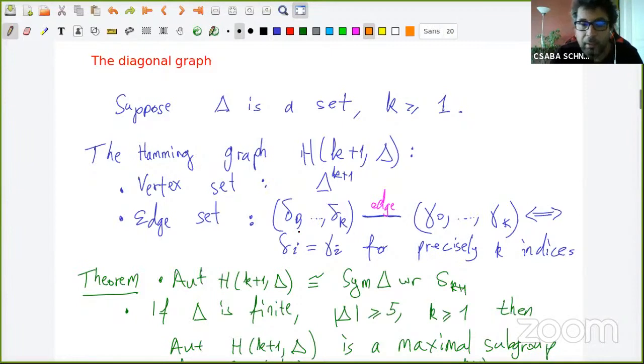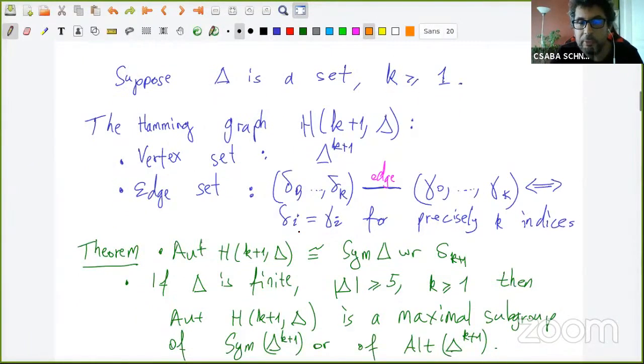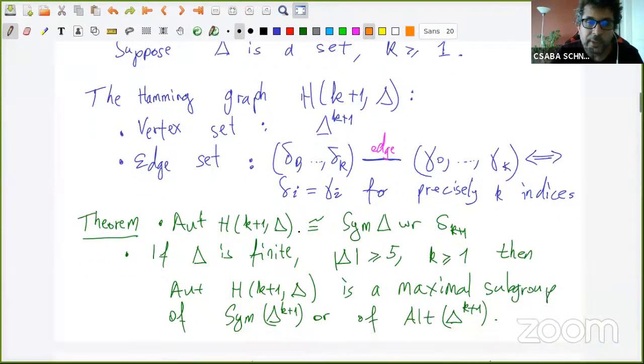This is well known. It has applications, for instance, in the theory of error correcting codes, because essentially in the Hamming graph, you link two vertices whenever the Hamming distance between them is 1. The distance in the Hamming graph corresponds to the Hamming distance between codewords. So this is a very well-known and well-used graph. Why are we interested in the Hamming graph? Because of its automorphism group.